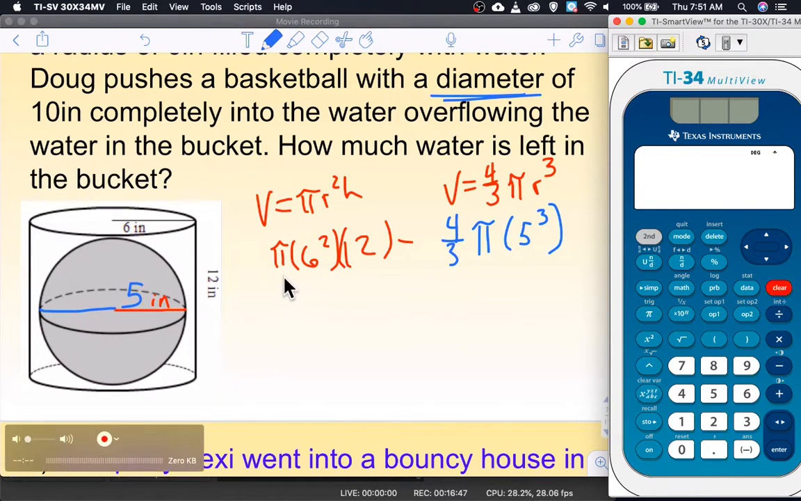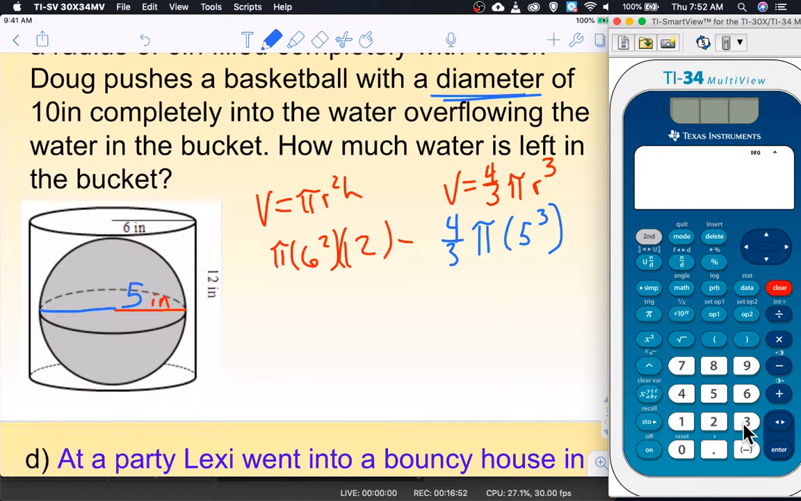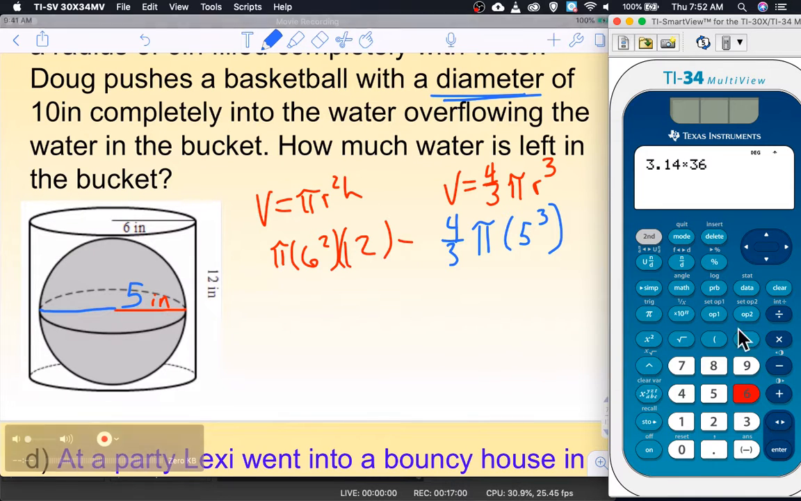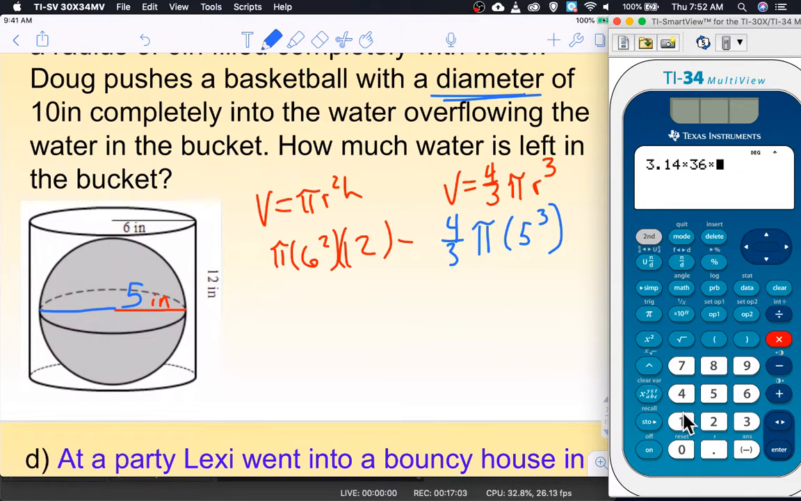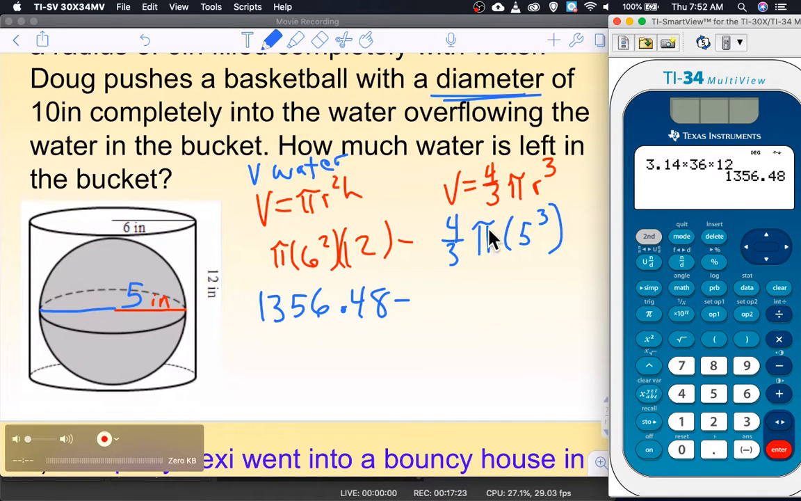Now, would I try to type that whole thing in my calculator in one shot? No, I probably wouldn't. I would break it down. So I would do 3.14 times, I actually know that 6 squared is just 36, so I'm going to type in 36. If you don't know it, you can type in 6 squared times 12. So this is the volume of the water that was originally in the bucket. This is the volume of water. And that is 1356.48.